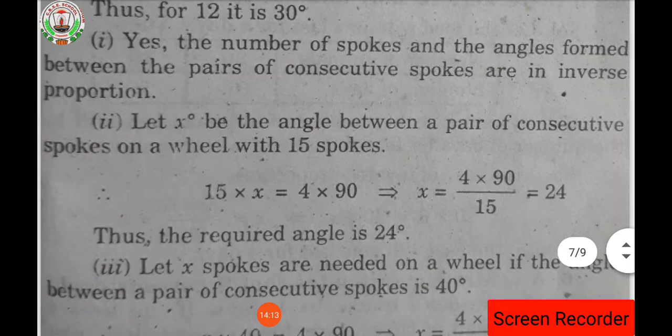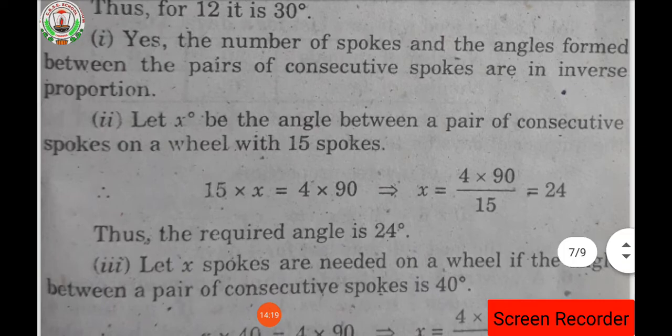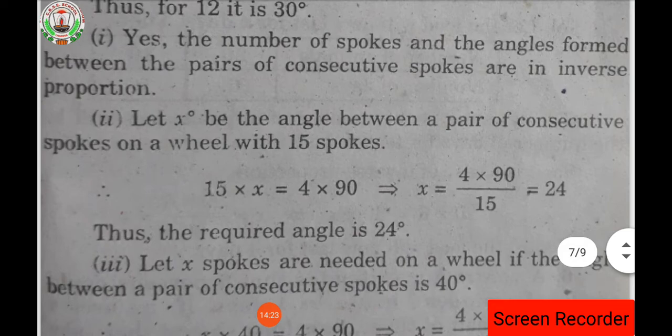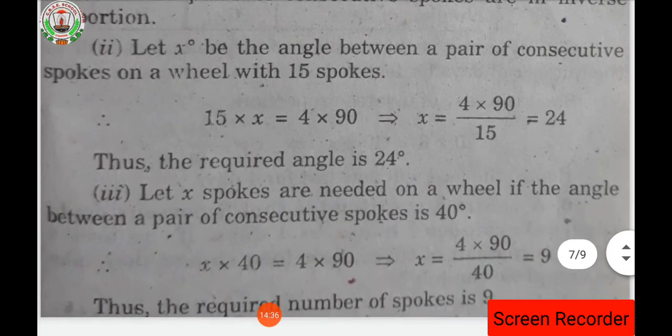Now the next part of the question: how many spokes would be needed if the angle between a pair of consecutive spokes is 40 degrees? Here the angle is given. Till now we found the angle when the number of spokes was given. But in the third part of question number 3, the angle is given. We have to find the number of spokes, just the opposite of the above.